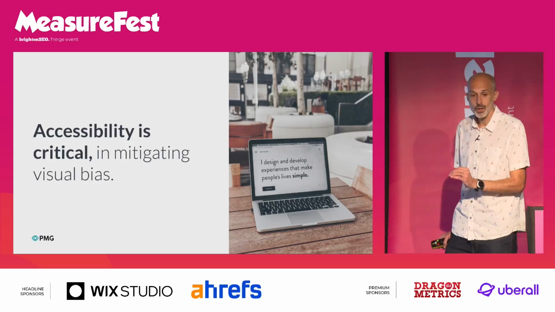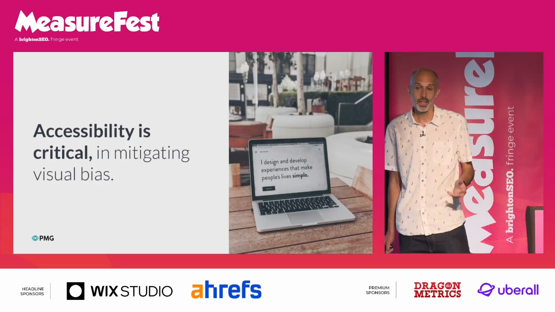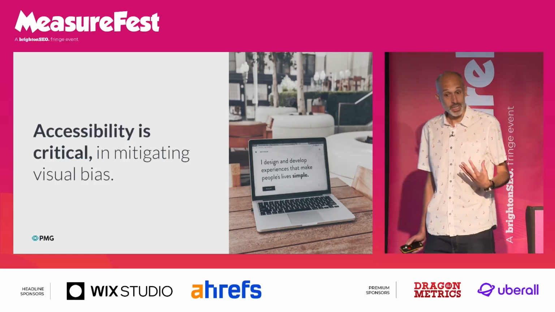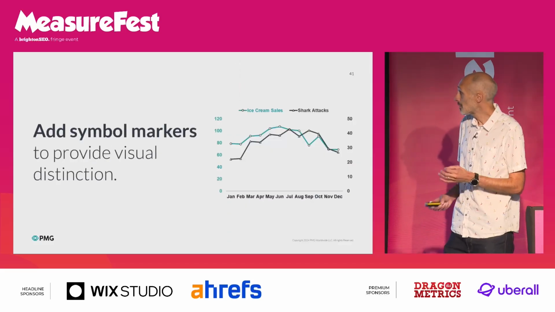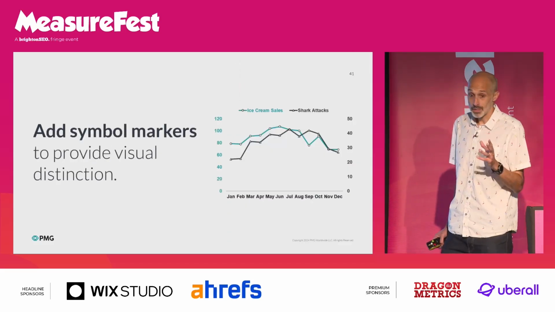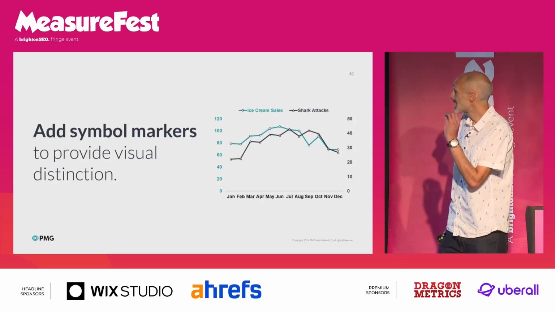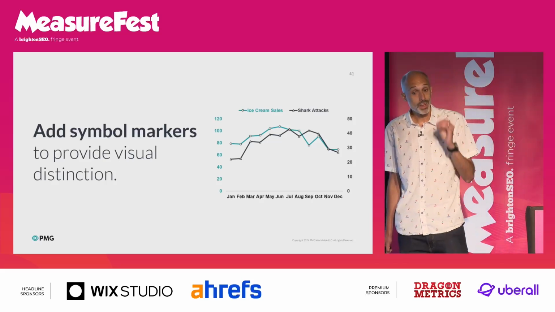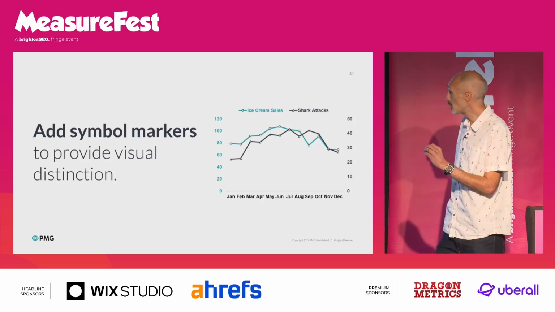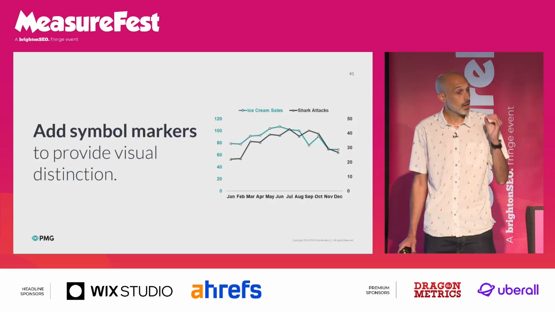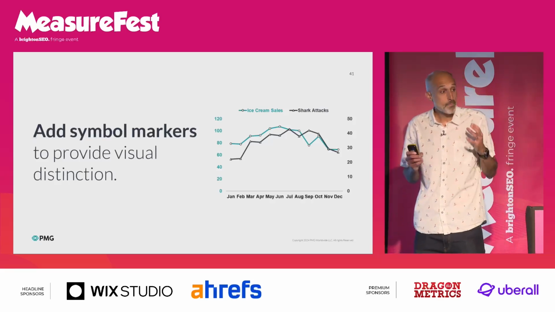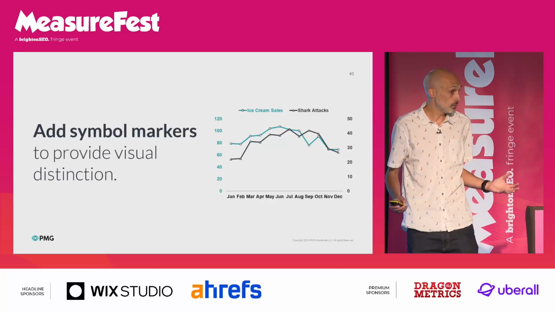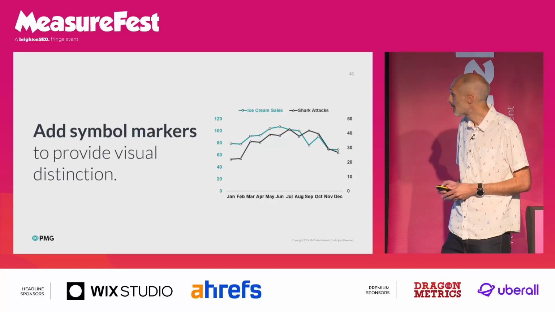Accessibility is critical in mitigating visual bias. It's something I've been giving a lot more attention to in my storytelling and visualization. And one of the things that I now do, and you may have noticed throughout the deck today, is that I've added symbol markers to line charts. The reason for this is that if anyone in the audience is finding it difficult to process the color of the lines, the symbol markers are there as a backup, so as many people as possible can understand the visual and help to aid accessibility.